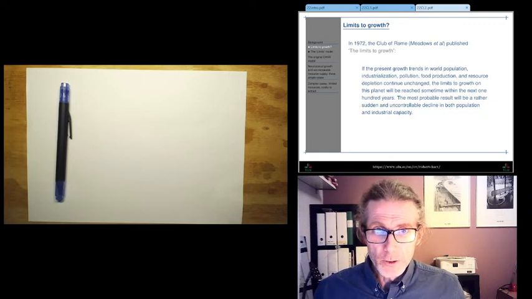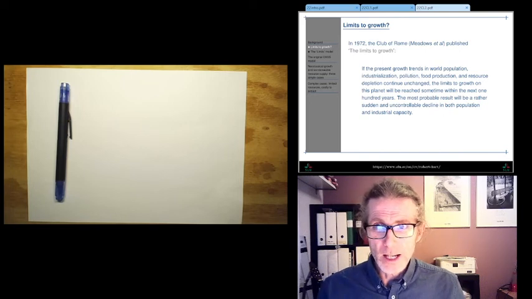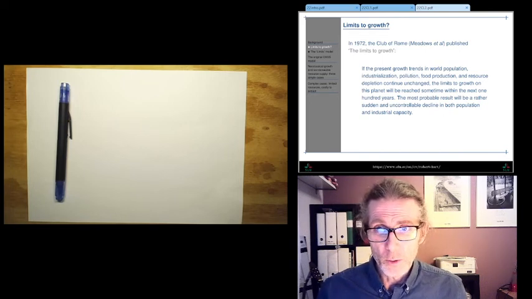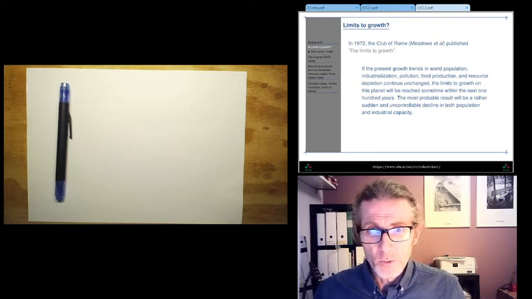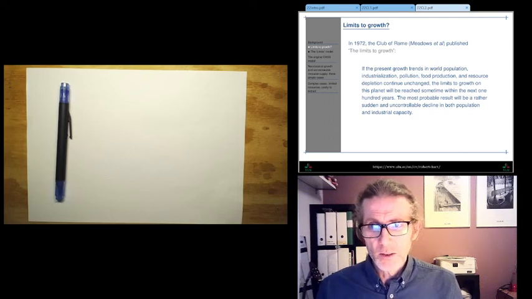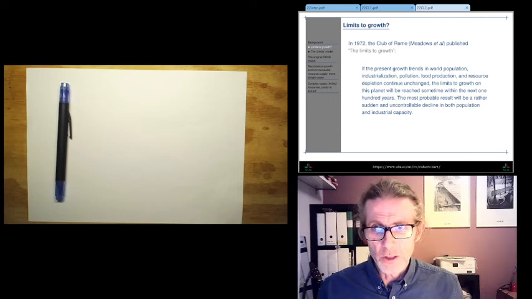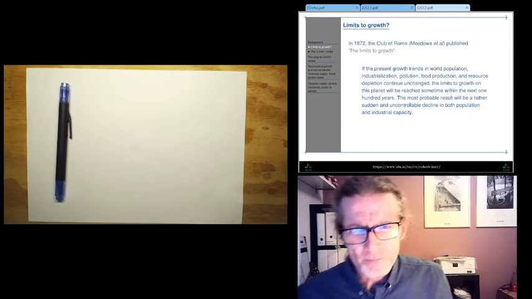Some people who famously said this is not sustainable were the Club of Rome, and in particular Meadows et al. in 1972, who published The Limits to Growth. And they basically said, we're heading for the cliff edge, and we're accelerating towards the cliff edge. So the most probable result of this will be a rather sudden and uncontrollable decline in both population and industrial capacity. And they were talking on a 100-year timescale. So they were talking about by around the middle of the century we're currently in.